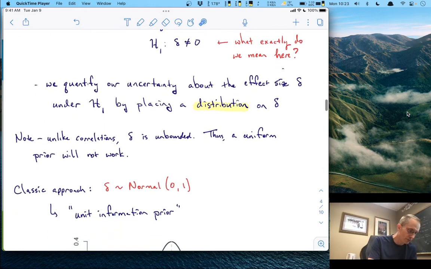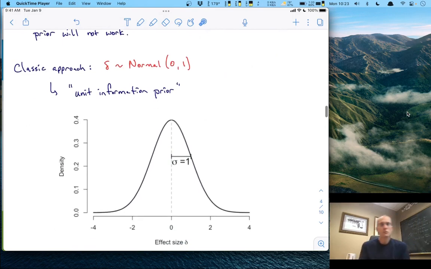So the classic approach would be to place what's called a normal prior on delta. So you can see down below we've got this little normal distribution centered at 0 and with a standard deviation of 1.